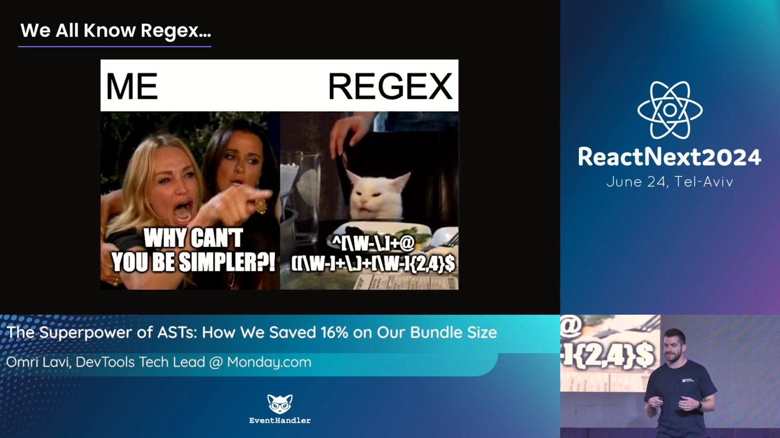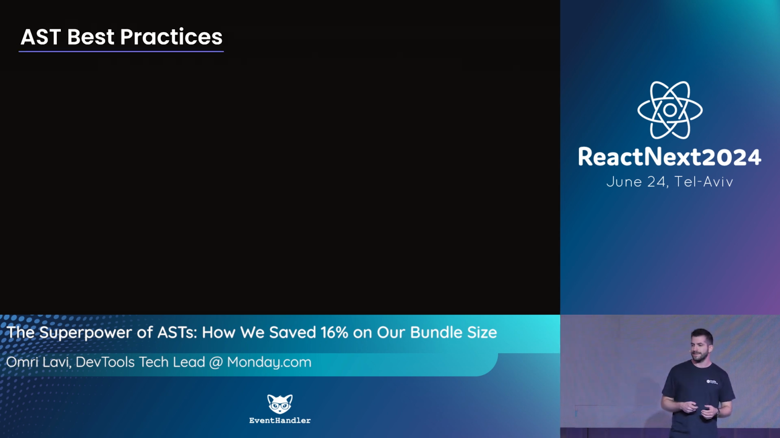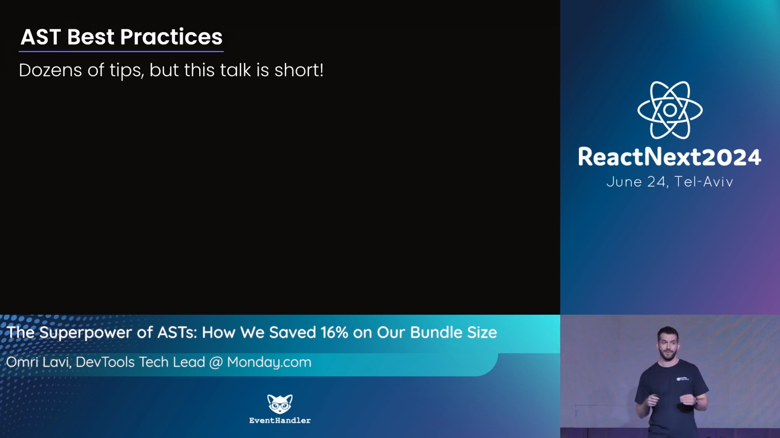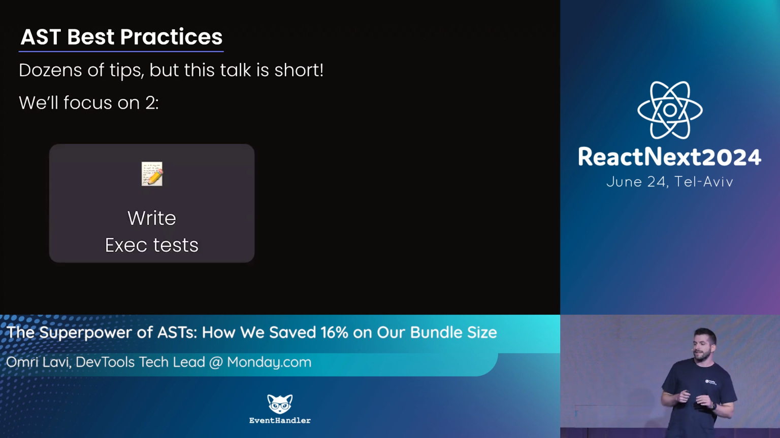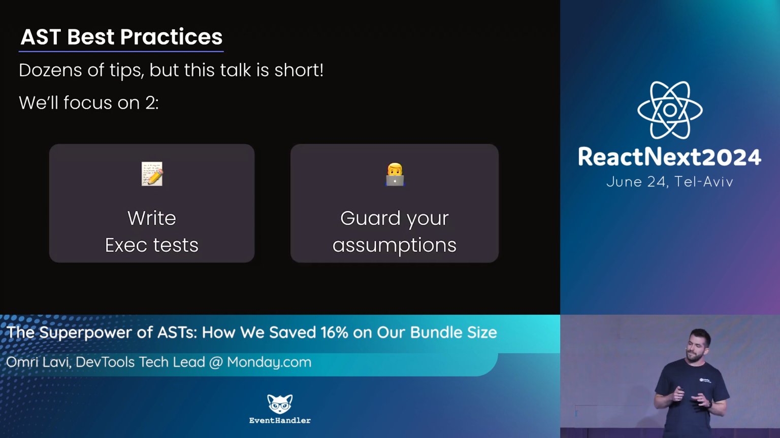And in a way, it reminds me of working with regexes. And those of you who've ever worked with regexes know what I mean, because even a simple case becomes very complicated and there are tons of edge cases and you need to learn how to work with it. So with time, we learned how to work with ASTs and we defined for ourselves the best practices to work with ASTs. And this is what we wanted to share with you today. We had many, many tips we wanted to share with you, but we have very little time now. So we'll focus on two things. The first is to write exec tests, and the second is to guard your assumptions.